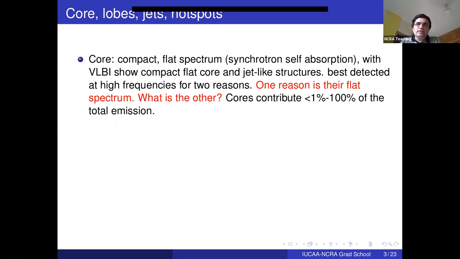Now, cores can be composed of less than 1% of the total radio emission of the galaxy, or they can be as much as 100%, which means you see only a core. There are several high redshift quasars known where you can see radio emission from the core, but you don't see any jets or lobes or anything like that. This is, of course, a combination of many factors, including the fact that there could be evolution in the number density or the probability of finding lobes as a function of redshift.